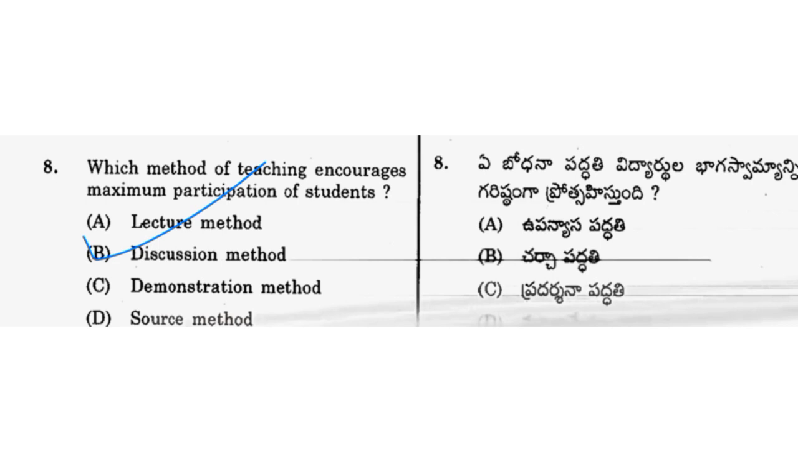The discussion method actively involves learners by encouraging them to express ideas, share opinions, ask questions, and interact with peers and the teacher. This leads to maximum student participation, unlike the lecture and demonstration methods, which are more teacher centered. And move to the next question.